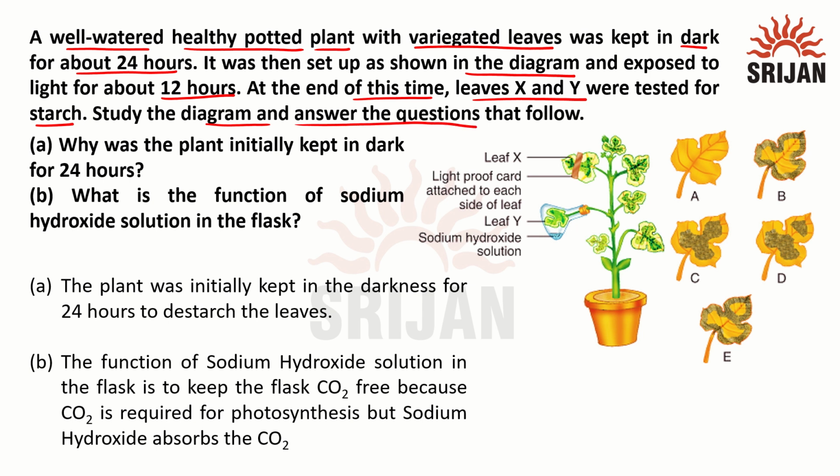Now we have to see, this is the Y leaf and this is the X leaf. Both of them have two different criteria. Leaf X is exposed to sodium hydroxide solution. Leaf Y has a dark or a black strip attached to it on both the surfaces.